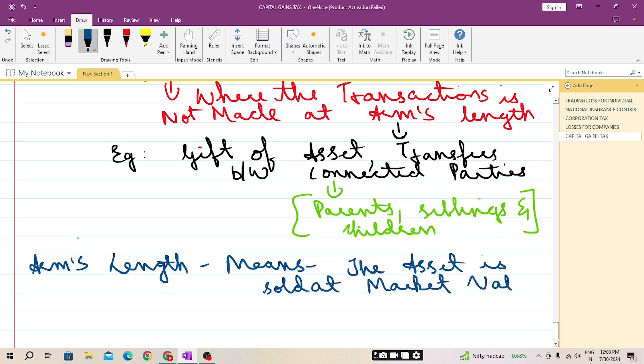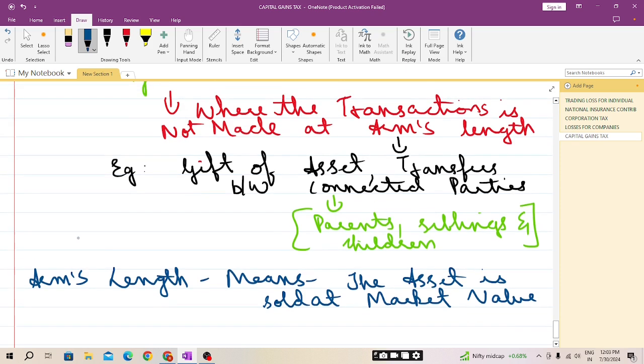Where the transaction is not made at arm's length, it means the asset is not sold at market value. If it is arm's length, it is sold at market value; not at arm's length means the asset has not been sold at the market value. So the disposal proceeds will be the market value, and a non-arm's length transaction will occur, students, when we gift an asset or transfer between connected parties at a lower amount, because it is not an arm's length transaction. I hope this is clear, students.